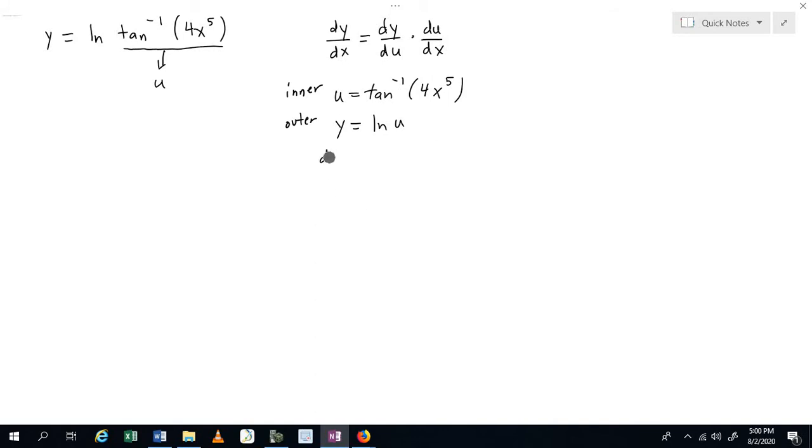And now I'm going to find the derivative of y with respect to x. So let me find this piece first. To find the derivative of y with respect to x, we're going to find the derivative of y with respect to u and then multiply it by the derivative of u with respect to x. So let's find this dy du first. The derivative of y with respect to u would be the derivative of the natural log of u with respect to u, and of course, that's just 1 over u.